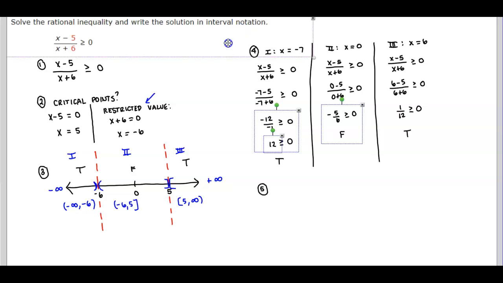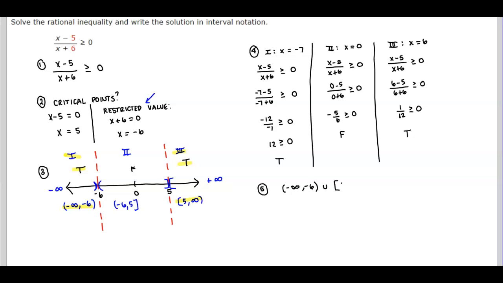So, where is it true? Well, we can see it's true in region 1, so we're going to use this interval. And it's also true in region 3, so we're going to use that interval. Therefore, our result is negative infinity to negative 6, parenthesis, union, and then bracket 5, infinity.